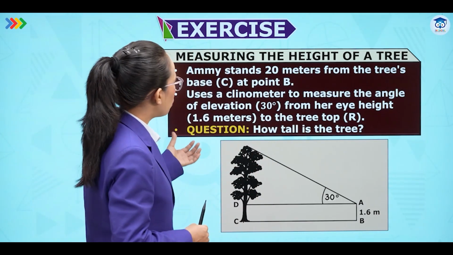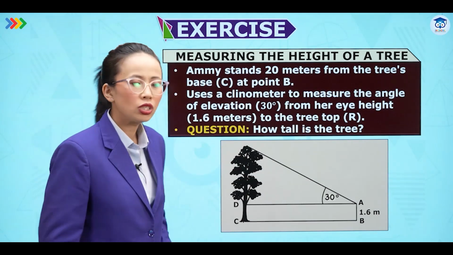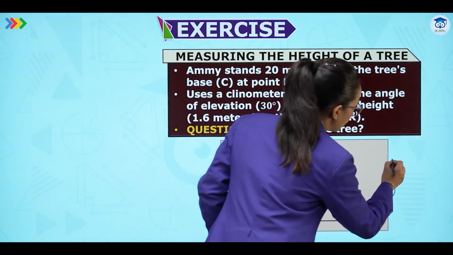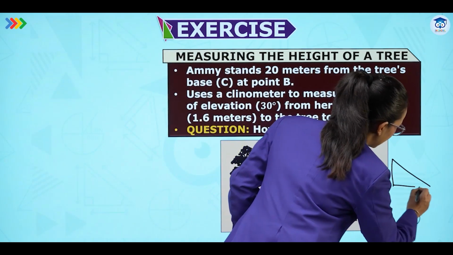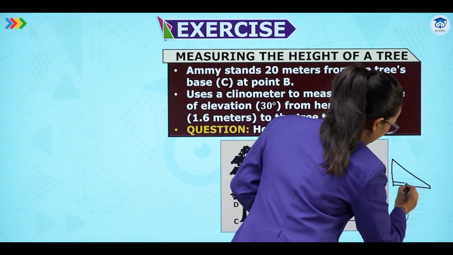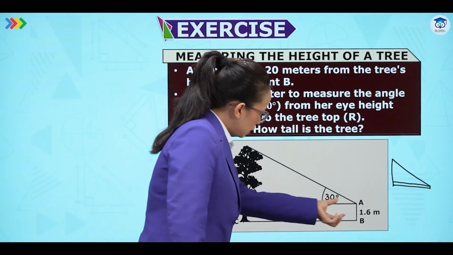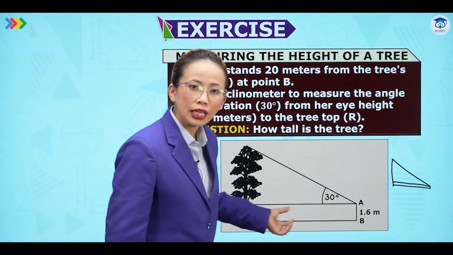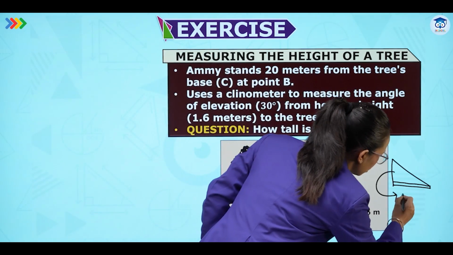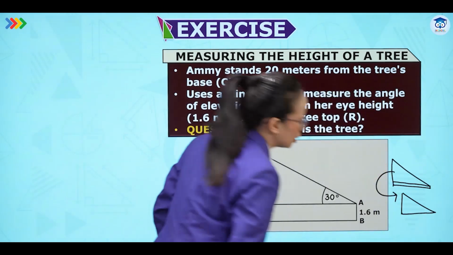So now we are going to measure the height of the tree. This can be seen as a right angle triangle. We can make a right angle triangle here. So now when we make the right angle triangle, this line becomes a parallel line. So we can take only the upper part of this figure and consider it as a figure like this.